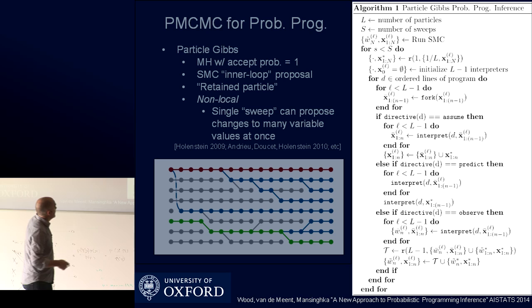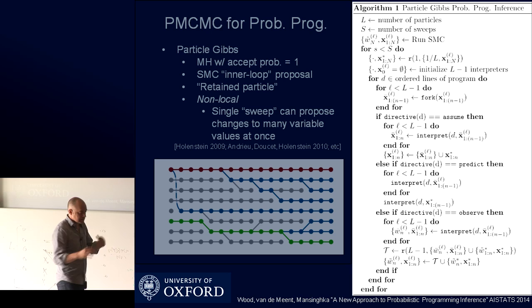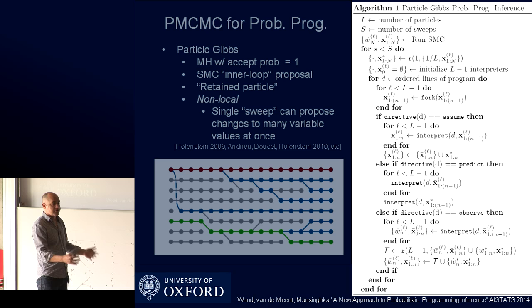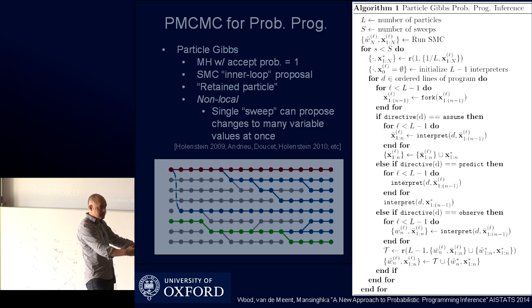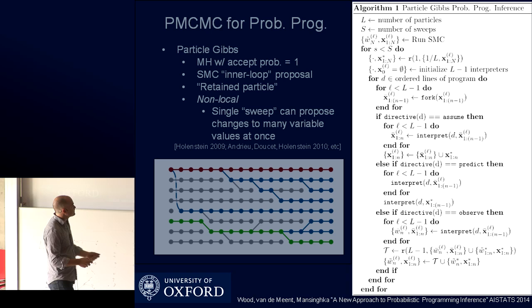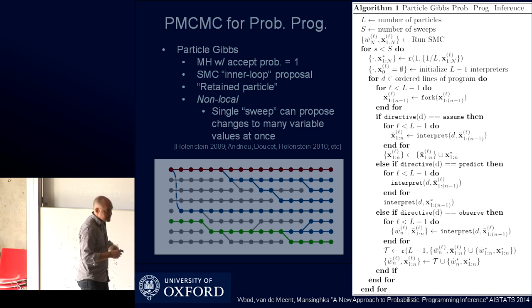If the directive is an observe, the simplest thing, this has no resampling, it has none of the stuff that it had before, the simplest thing that we can do is for everything except for the retained particle, we interpret that line of code in those interpreters. So for L minus 1 copies of the program, we just run the observe statement. Running that observe statement outputs a log probability, right? It gives you the log probability of the observation. That's the weight here. And of course, the updated interpreter memory state, because there might have been randomness on the observed line, right?